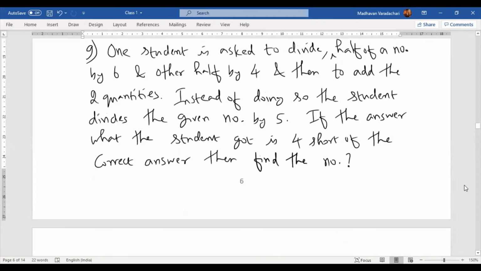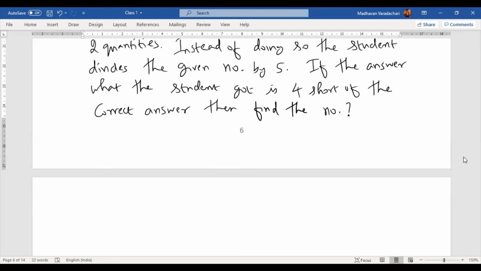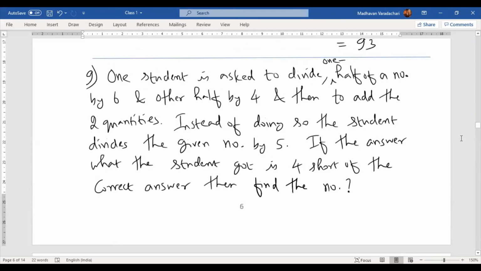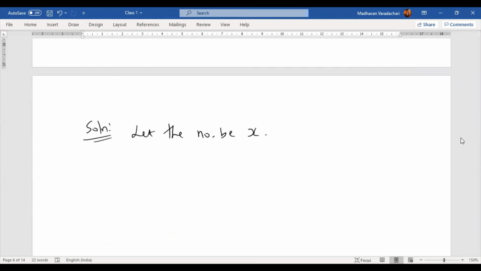Primarily, you need to understand the question thoroughly, right? So it says one student is asked to divide half of a number. First of all, we have to assume the number as x. Let the number be x. Now, what was the student asked? Let me first do the correct way, if the student would have done it. What is the correct way to do? Whatever is said in the question, he has to follow whatever is being instructed. That is the correct way. What is told? Divide half of the number. Half of the number means x by 2.